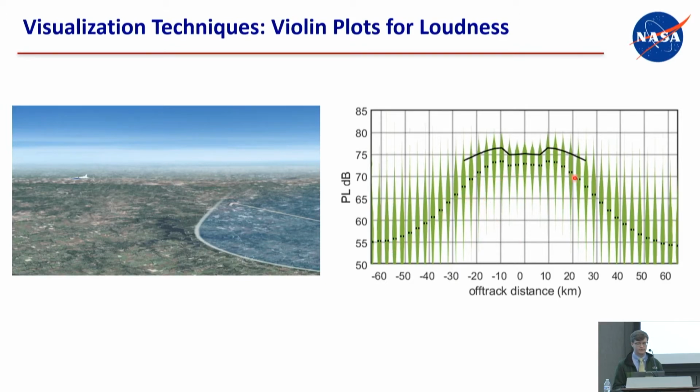The dotted line shows the median value in each of the violins, and the solid black line shows the loudness that's predicted in a standard atmosphere. You can see that for the majority of the violins, the loudness is lower than the standard atmosphere when you use a realistic atmosphere, which is encouraging. It also points out another limitation of using a standard atmosphere for design, in that you can get sonic booms that are much further off track than just for the standard atmosphere due to the temperature and the winds that occur across the country.